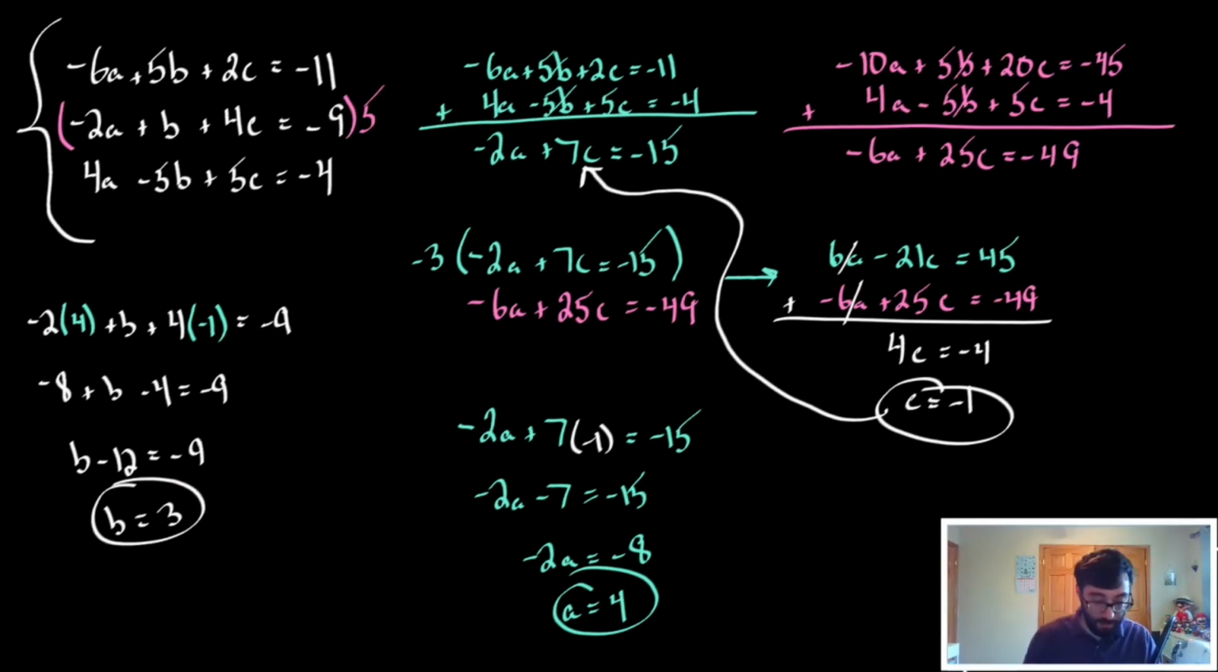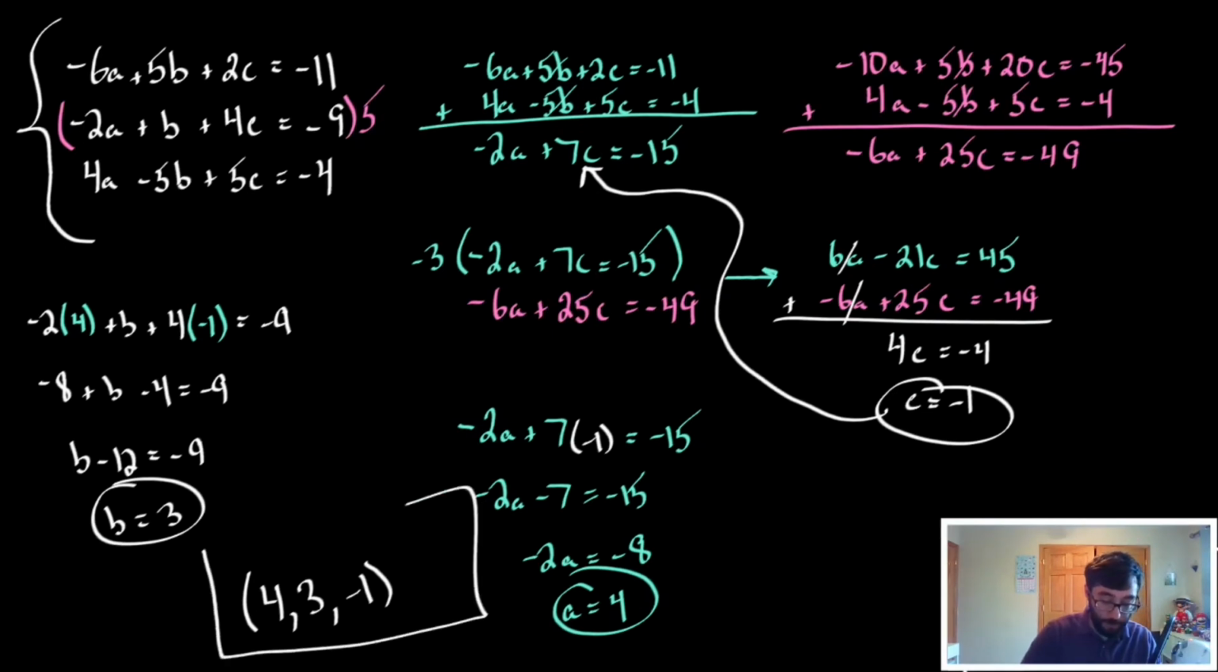Okay, and I substituted that into that second equation here, which left me getting b minus 12 is equal to -9, and that gets me b is 3. So I now have a, I have b, I have c, but remember the solution to a 3-variable system is actually where 3 planes are intersecting, so I need to write this as an ordered triple. So that ordered triple and the solution would end up being a, b, c, so 4, 3, -1, and that would end up being our solution.